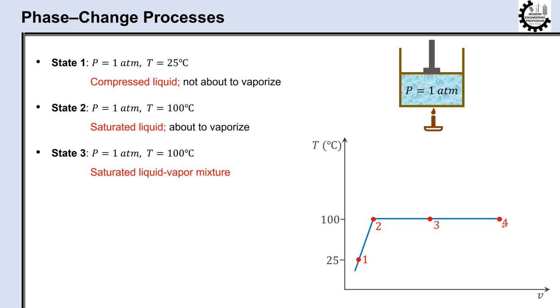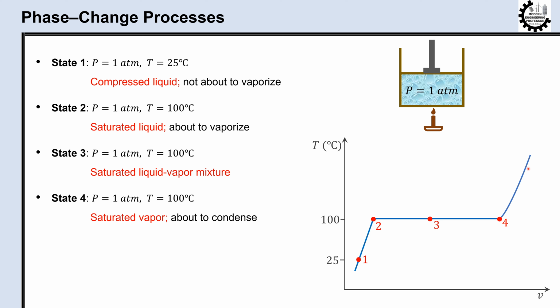At this point, the entire cylinder is filled with vapor that is on the borderline of the liquid phase. Any heat loss from this vapor will cause some of the vapor to condense and change to liquid. A vapor that is about to condense is called a saturated vapor. Once the vaporization process is completed, water only exists in vapor phase. Any additional heat transfer results in an increase in both the temperature and the specific volume.